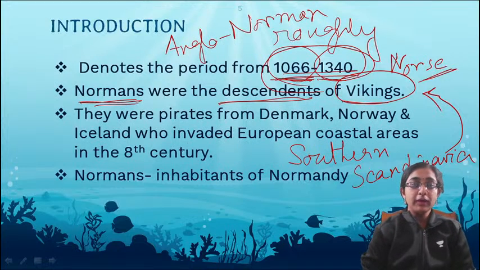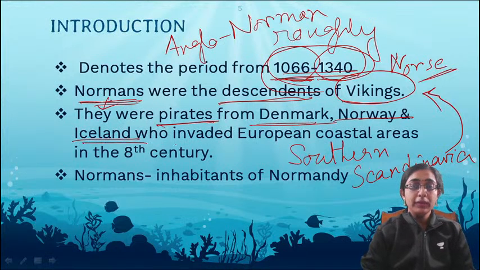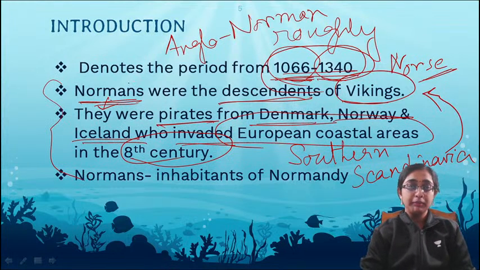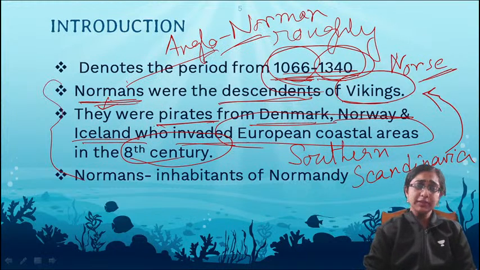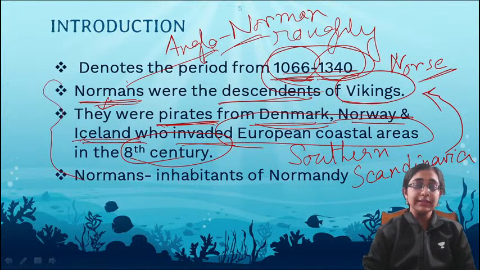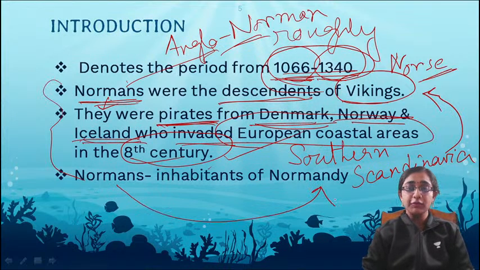And who were the Normans? The Normans actually were the pirates from Denmark, Norway, and Iceland, who invaded European coastal areas in the 8th century. So that is the identity of the Norman people. From their name came the name Anglo-Norman. Normans actually means inhabitants of Normandy.